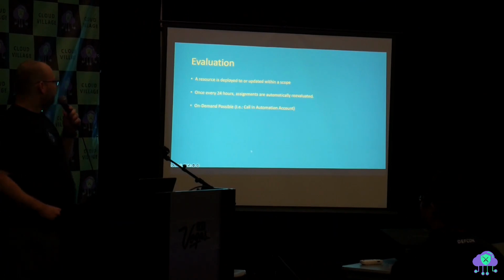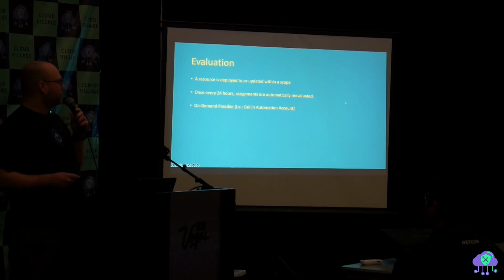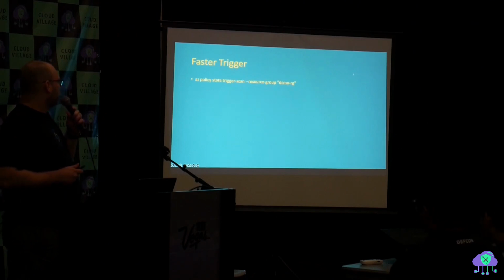So the policy itself is evaluated when the resource within the scope is created or updated, and also every 24 hours it will run. But you can basically force it on demand as well. I found an Azure command to do this, but the problem is the first time you create the policy itself, it will take 10-15 minutes to run first. I think this way you can speed up a little bit, but it will still take a little bit of time.